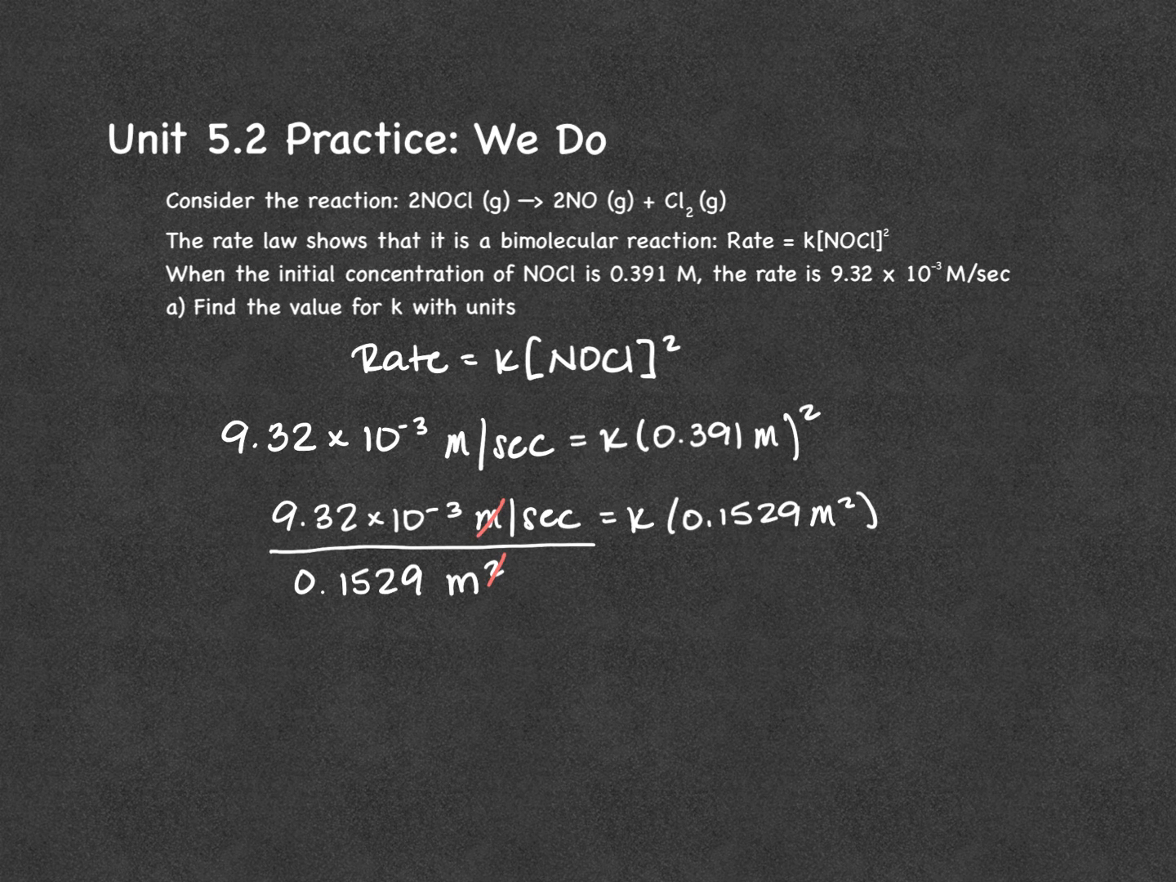So when we finally do the math and calculate, we're going to take 9.32 times 10 to the negative third divided by 0.1529, and we get K that's equal to 0.0610. And with our new units, we're going to get molar to the negative 1 times second to the negative 1. We also could write 1 over molar times seconds. Either one of those units will work. And that's how we solve for the value of K with units for this first part of this question.